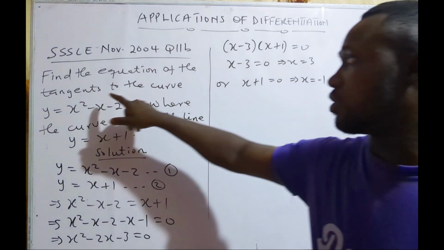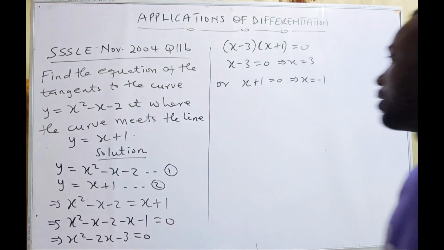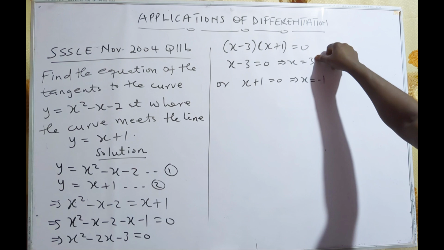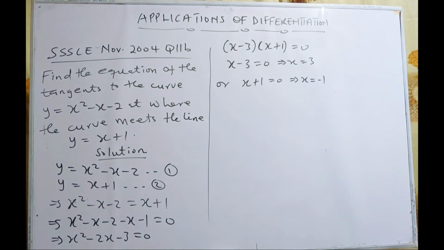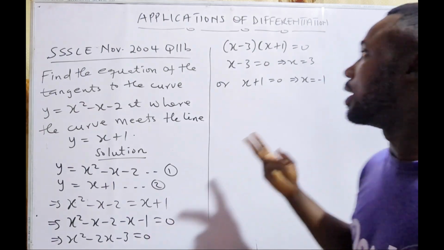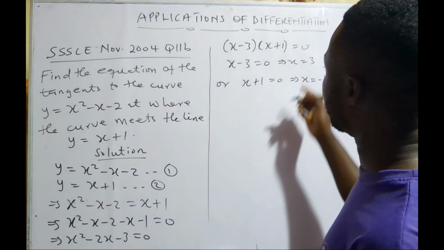And you have to find the equation of the tangent to the curve. So we have x as 3 and x as negative 1. If you want to find the equation, then we need a gradient. We need a gradient, but because we are also finding the equation, we need a point and the gradient. So we have to substitute what?